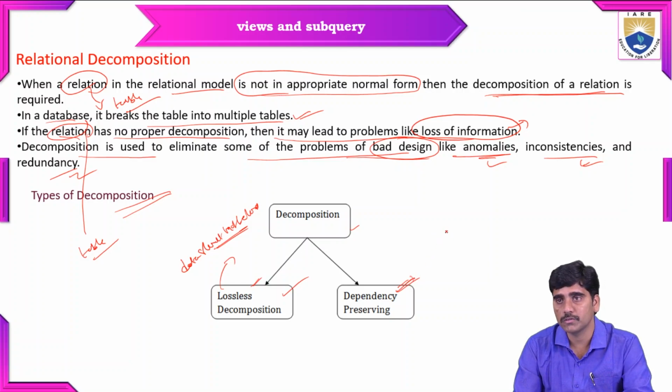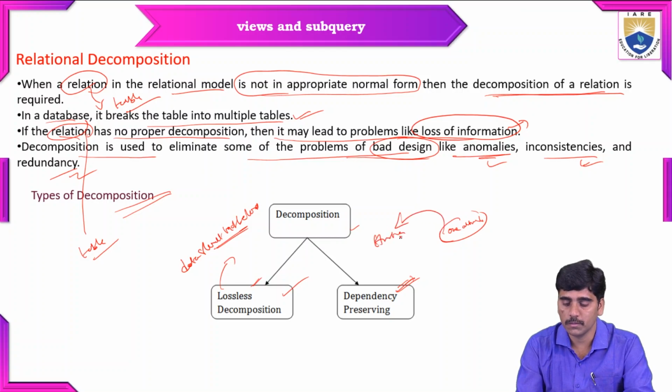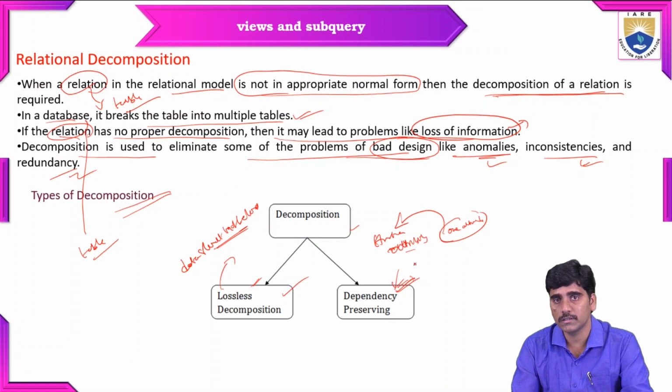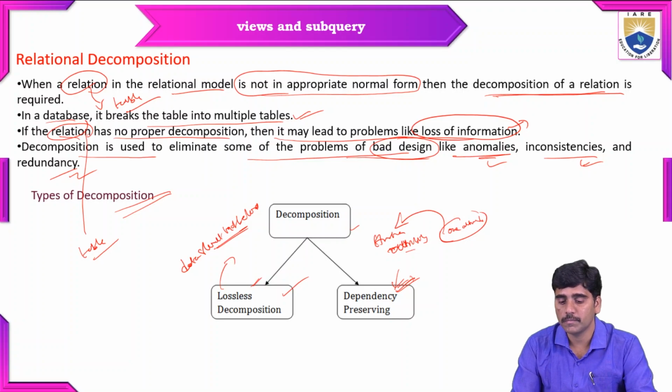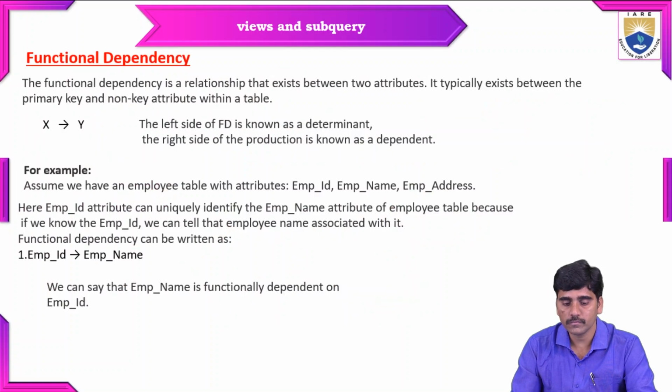The attributes of one table are depending upon the other attributes of the table. So then it is called dependency preserving. And for this, functional dependency also.